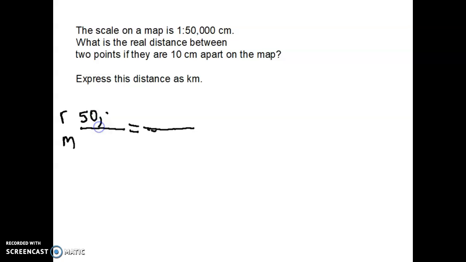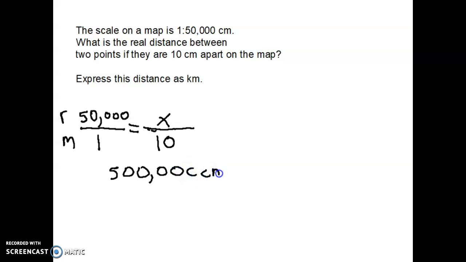But anyway, for real, it's 50,000. For every 50,000 centimeters in real life, we've got 1 centimeter on the map. And then 10 centimeters apart, so our map is 10. And this is our X. Cross multiply and so on, we get 500,000. And then let's just go ahead and solve for it.